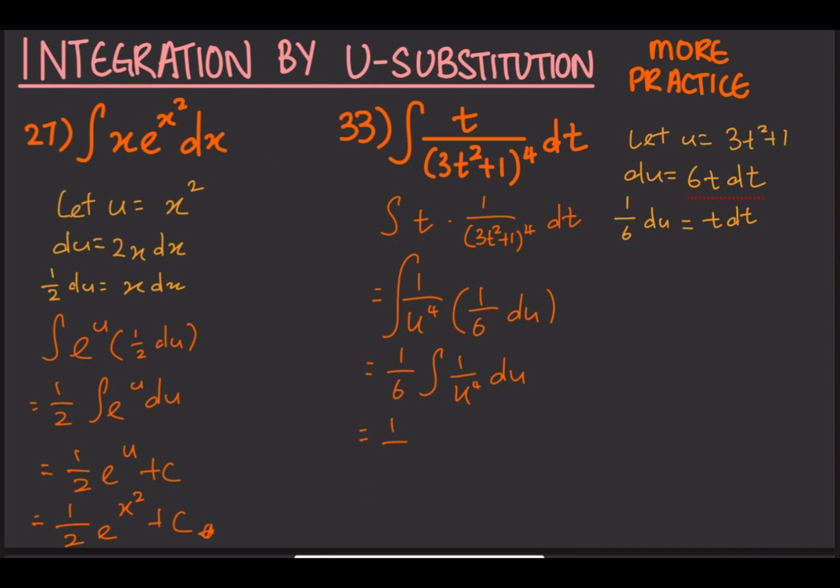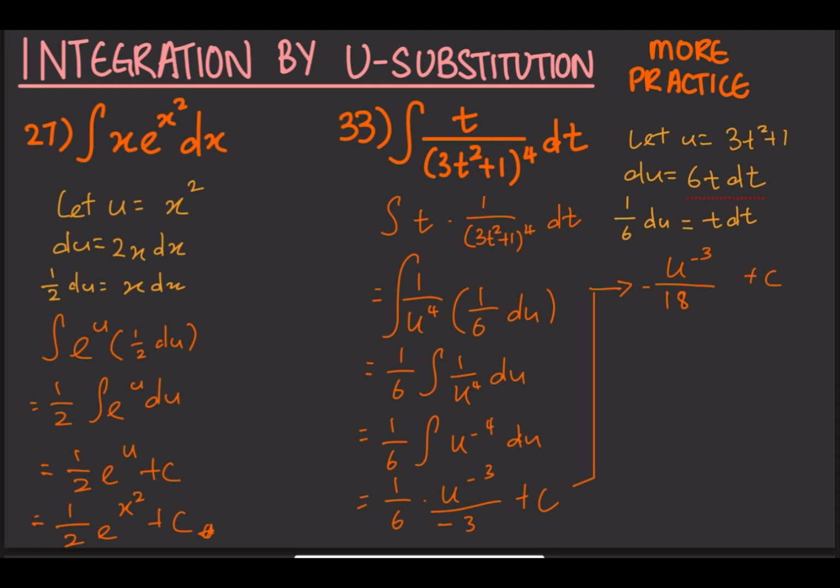Very simple, it's the same as 1 over 6 times u power negative 4, because remember that 1 over u power 4 equals u power negative 4. It's the same thing, right? And just, well, do your basic integration with your power rule. 1 over 6 multiplied by u power negative 4 plus 1, power negative 3, divided by negative 3, plus c. And we get u power negative 3 over negative 3 multiplied by 6, negative 18, plus c.